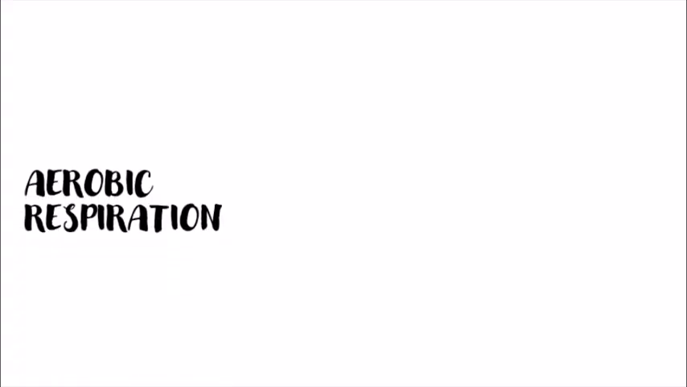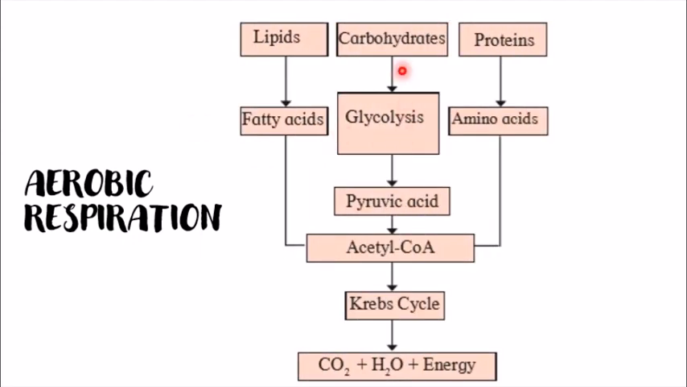So in aerobic respiration, carbohydrate which we get from the food is converted in 3 steps. The first step is glycolysis. In glycolysis, first pyruvic acid is formed, and then that pyruvic acid is converted into acetyl coenzyme A. If energy is being obtained from lipids, lipids are broken down into fatty acids and directly acetyl coenzyme A is formed. The same happens with proteins. Proteins are broken into amino acids and we can get acetyl coenzyme A.